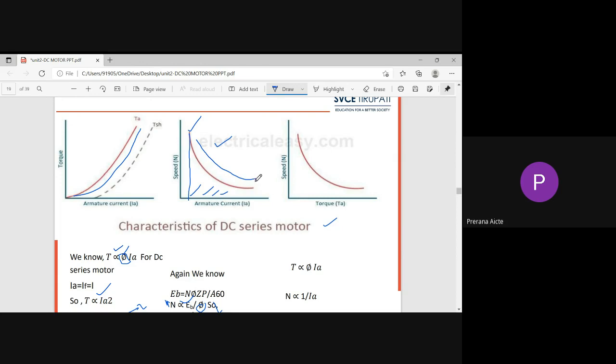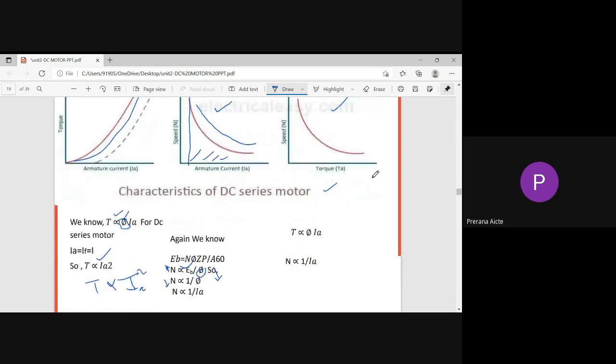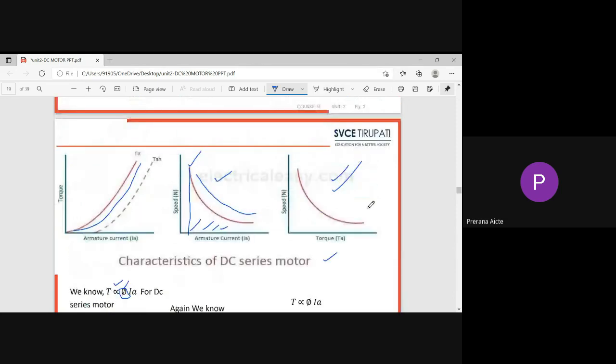Next, coming into speed versus torque characteristics. Instead of current, we replace it with torque. But here, how is the torque? T is directly proportional to Ia square. So it is a hyperbola characteristic, similar to the speed and armature current characteristics.